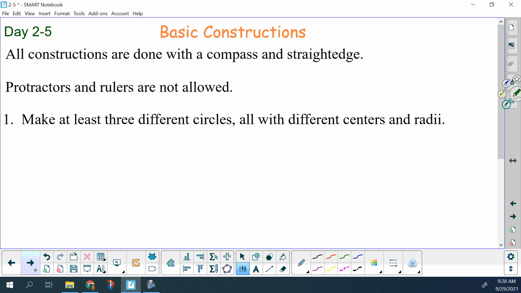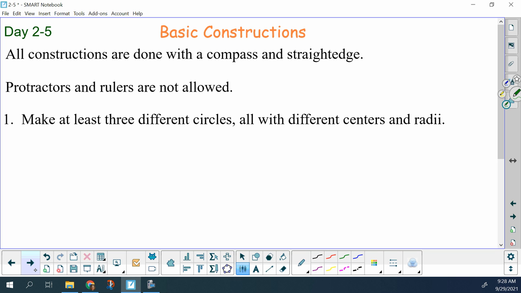Okay, so the first thing we're going to talk about is what a construction is. A construction is something that is made with a pencil, and you're only allowed to use a compass and a straight edge to do it. Protractors and rulers are not allowed. So even if you have a ruler, you have to have another ruler.